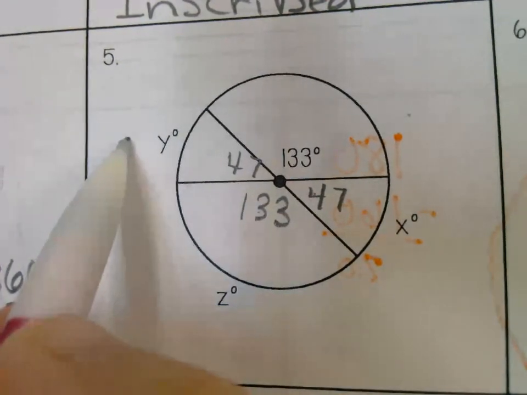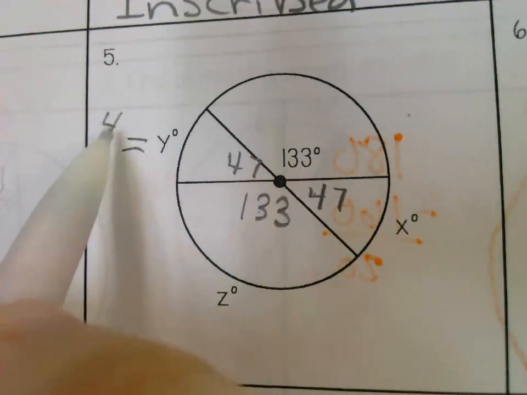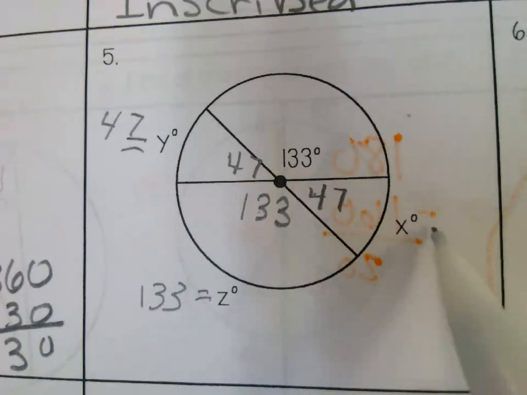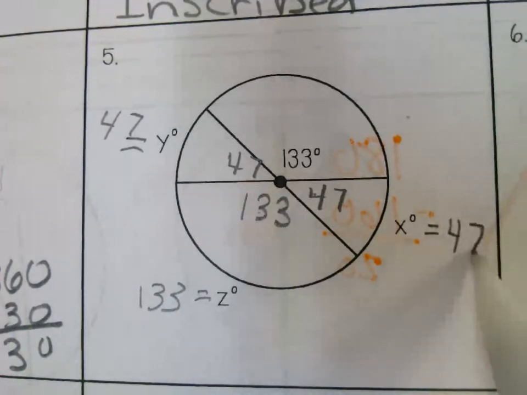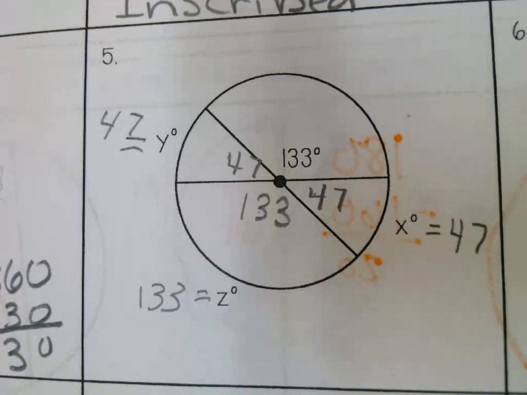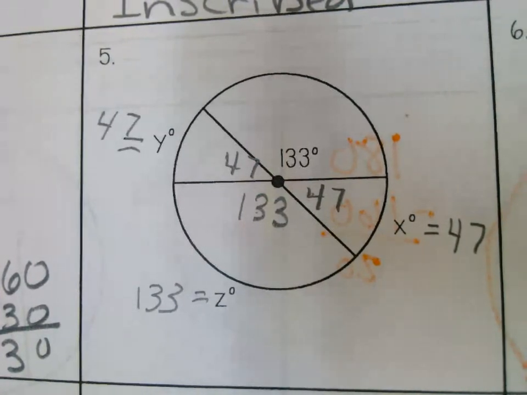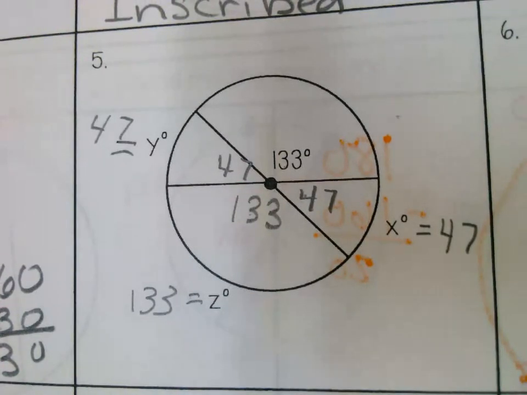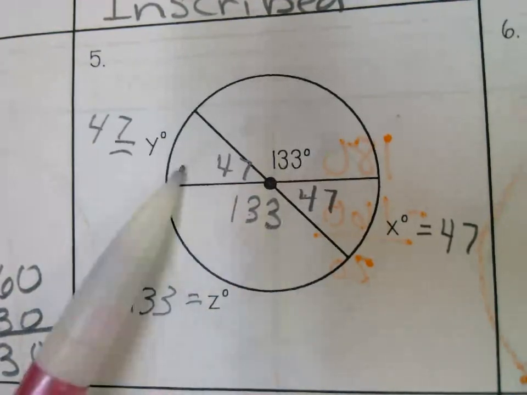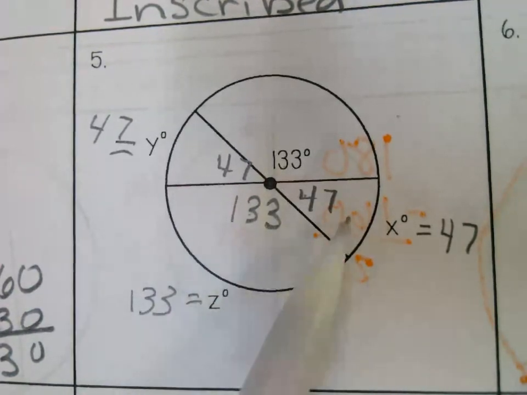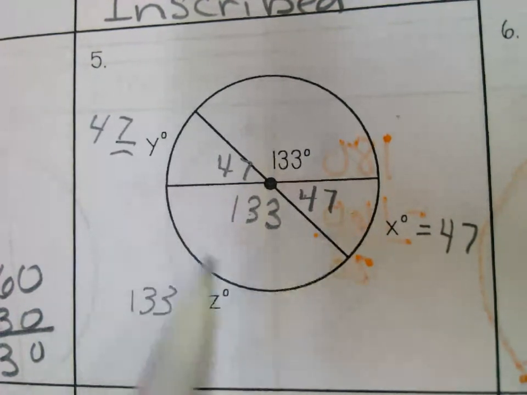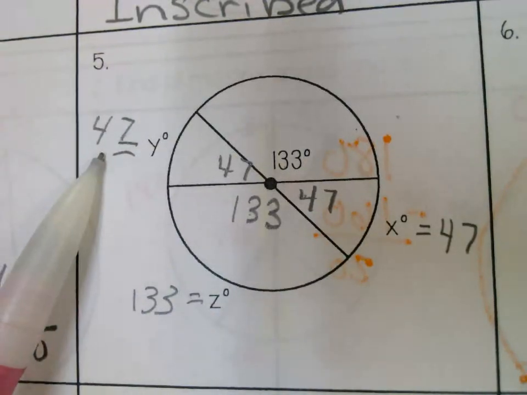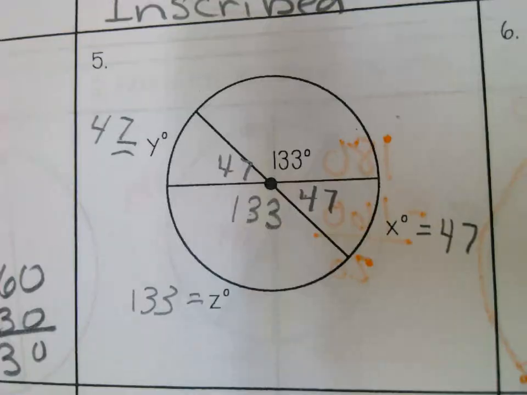So what is going to be the measure of y? 47. What is going to be the measure of z? 133. What is going to be the measure of x? 47. Questions on that one? How do y and x add to 180? Y and x aren't supposed to. They're vertical angles, so they equal each other. But z and x add to 180. 133 and 47 add to 180. And this side of the circle will do the same thing. 47 and 133 will add to 180.